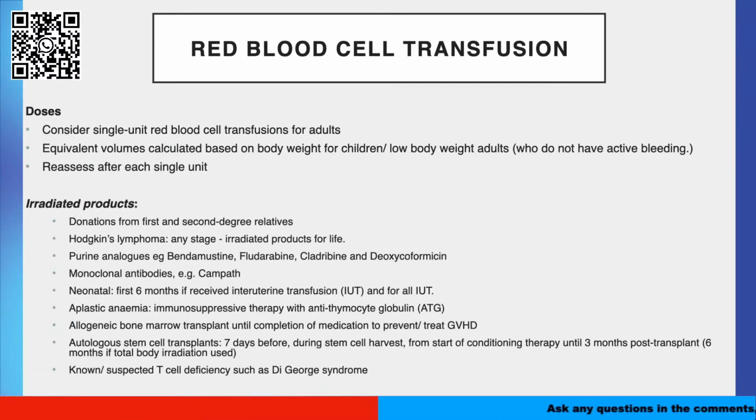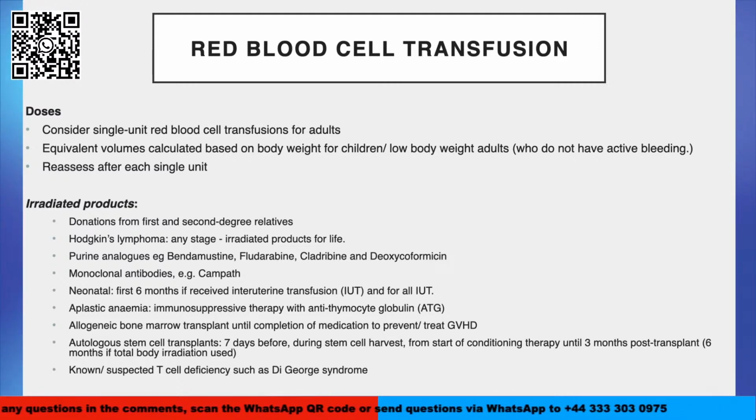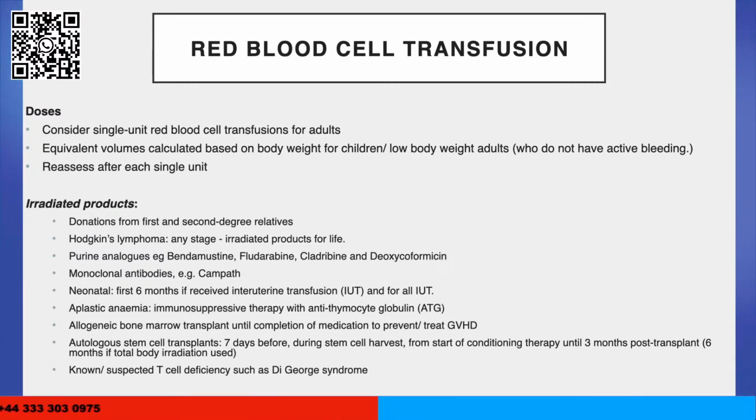When transfusing patients, it's important to think about the correct dose. Currently, we're recommending that you start with a single unit red cell transfusion for adults and reassess after each unit. If you're transfusing children or low body weight adults who aren't actively bleeding, then you can use an equivalent volume but calculated based on their body weight.